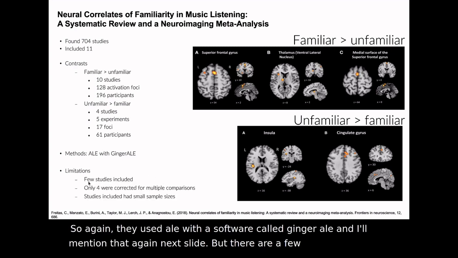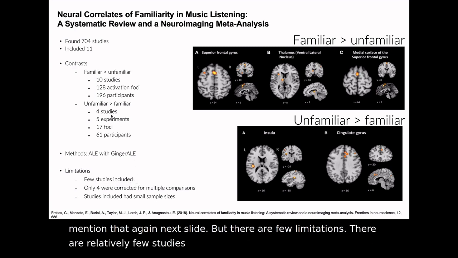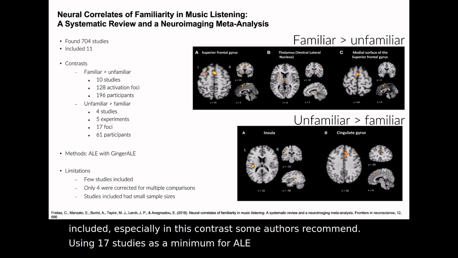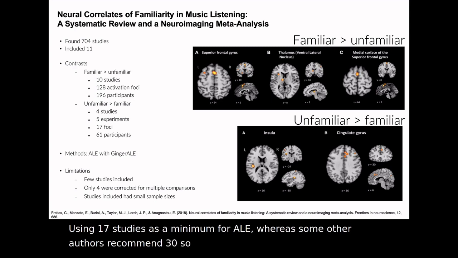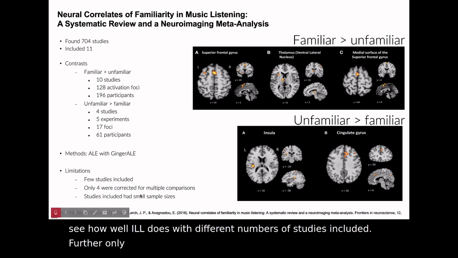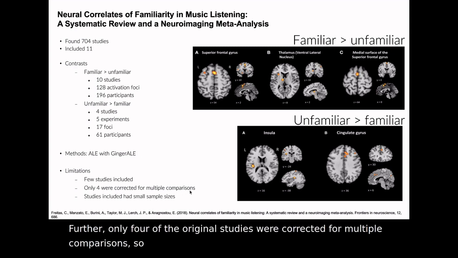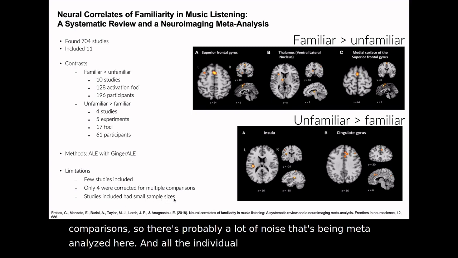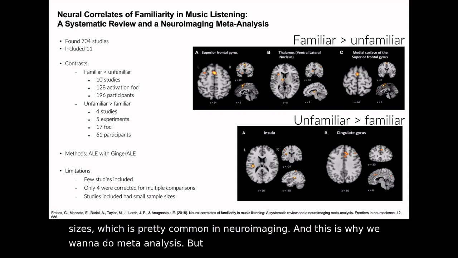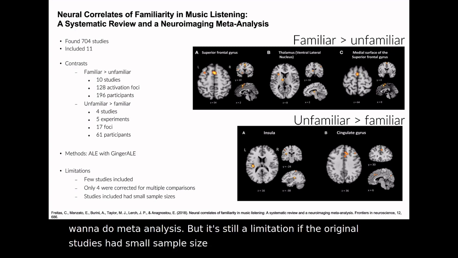But there are a few limitations. There are relatively few studies included, especially in this contrast. Some authors recommend using 17 studies as a minimum for AL, whereas some other authors recommend 30. So this is based on different simulations to see how well AL does with different numbers of studies included. Further, only 4 of the original studies were corrected for multiple comparisons, so there's probably a lot of noise that's being meta-analyzed here. And all the individual studies had small sample sizes, which is pretty common in neuroimaging, and this is why we want to do meta-analyses. But it's still a limitation if the original studies had small sample sizes, because their results will be noisier.